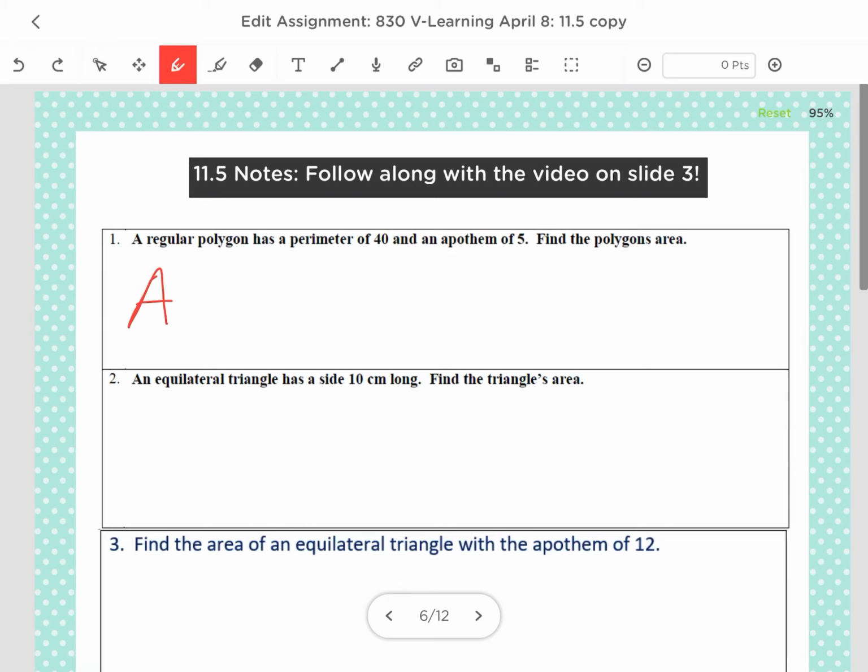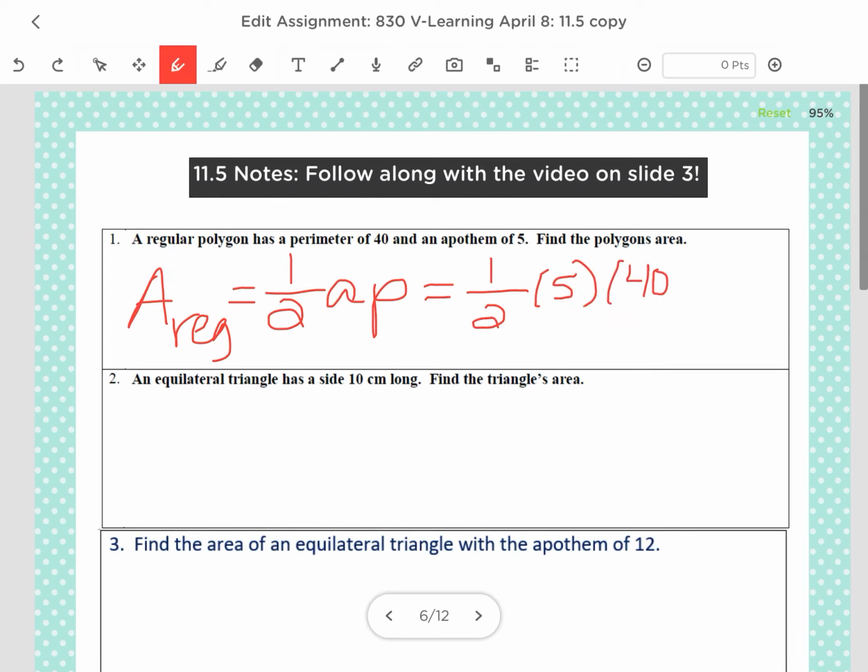The area of a regular polygon is represented by the formula 1/2 times the apothem times the perimeter. We know the apothem is 5. We know the perimeter is 40. We can multiply in any order. So I would take 1/2 of 40, which is 20, and 20 times 5, which is 100. Okay. There's no units on this. If we needed to put units on it, though, remember it'd be square units.